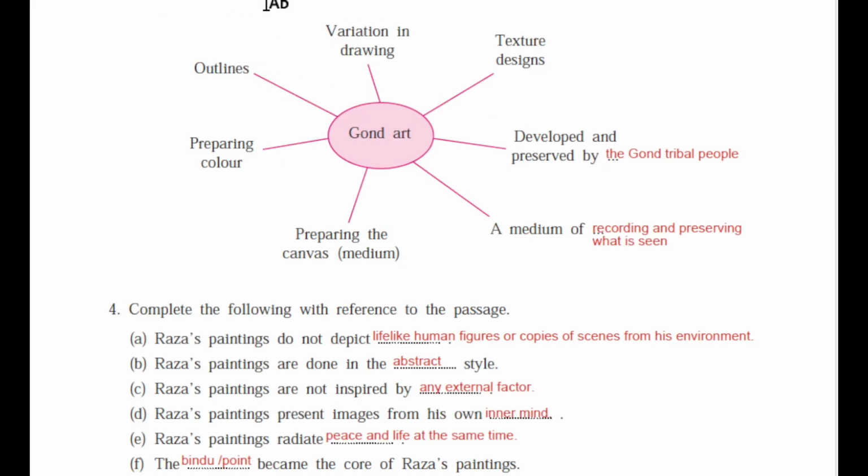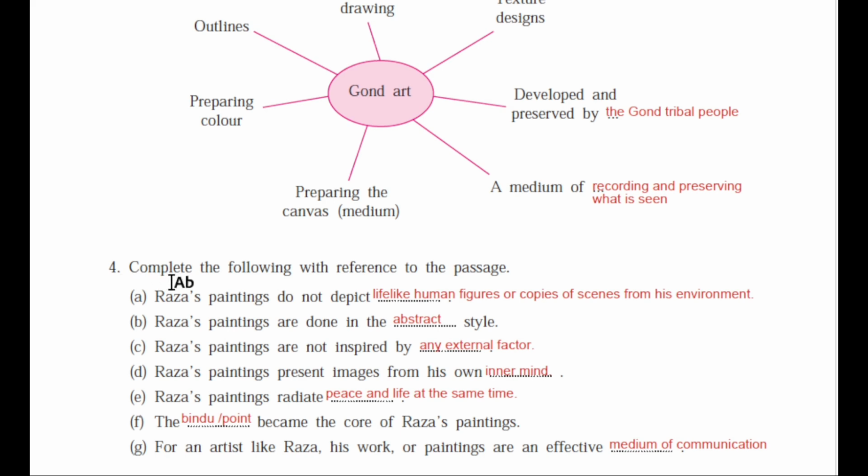Question 3. Complete the following diagram. There is a web diagram given of Gond art: variation in drawing, outlines, preparing color, preparing the canvas, a medium of recording and preserving what is seen. Developed and preserved by the Gond tribal people. Texture designs.